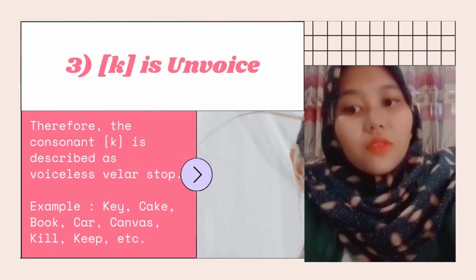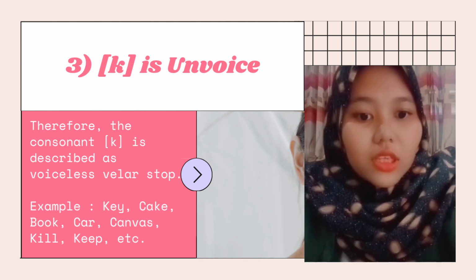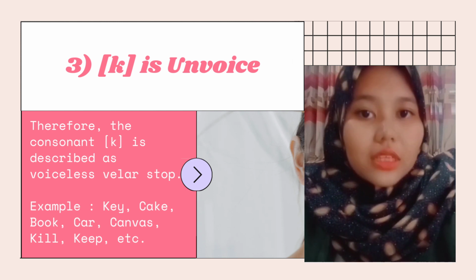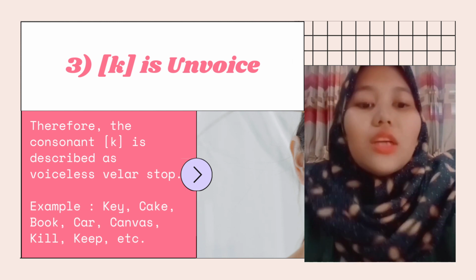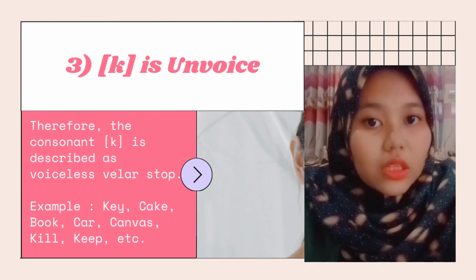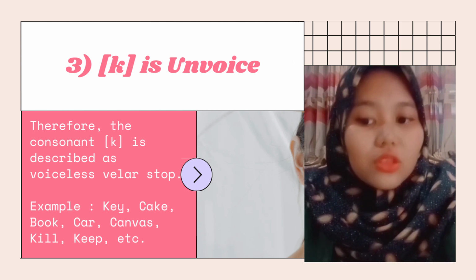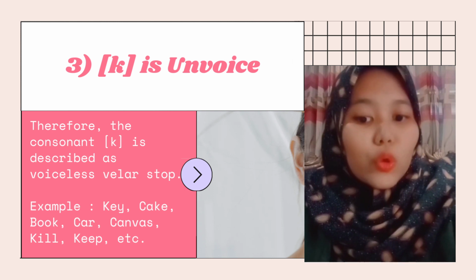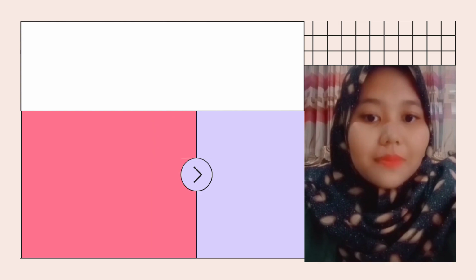T is unvoiced. T is produced with the vocal folds not vibrating. The tip of the tongue is in contact with the alveolar ridge, and the air comes out of the lungs through the oral cavity as it is stopped by the articulator. T is described as a voiceless alveolar stop. Examples of T are cat, root, water, top, traffic, teacher, and etc.